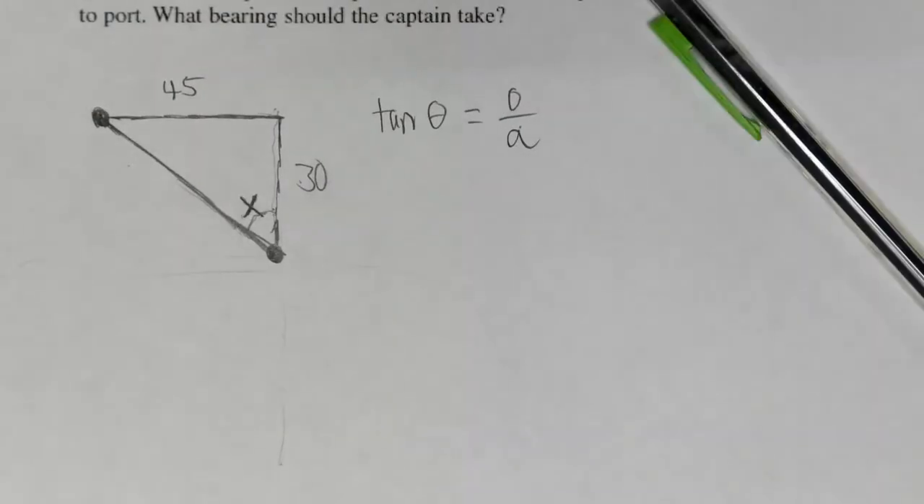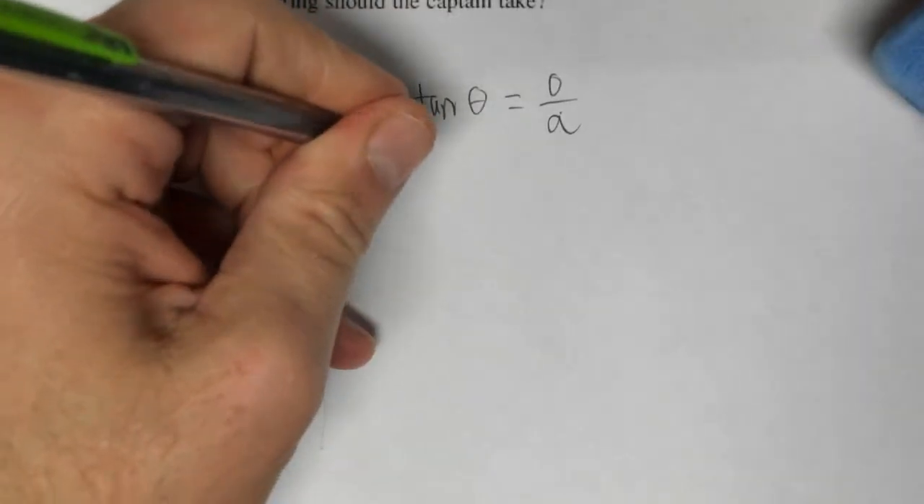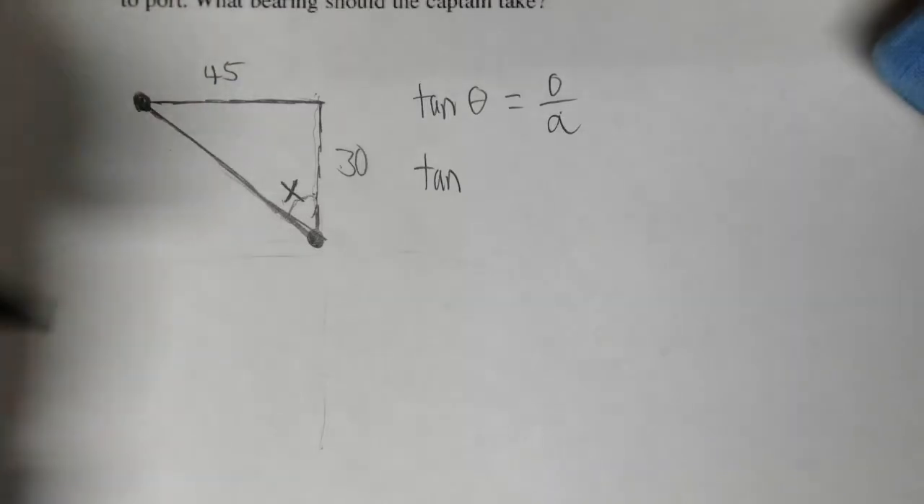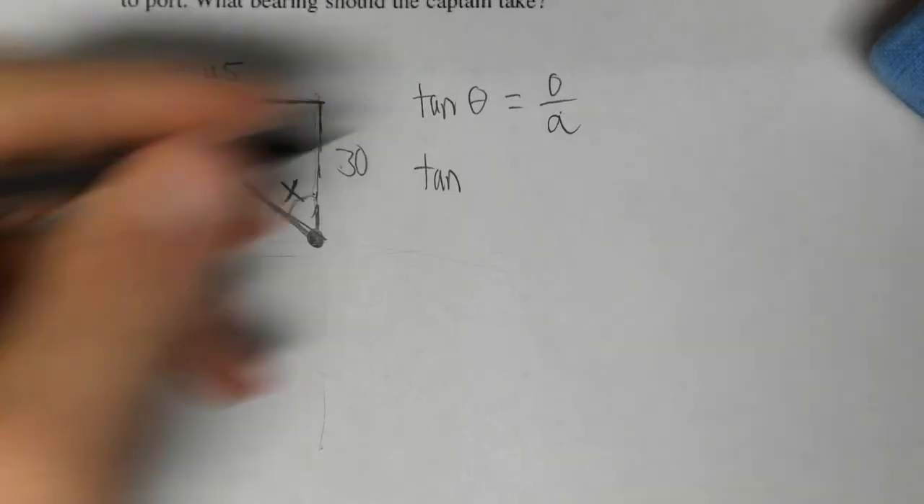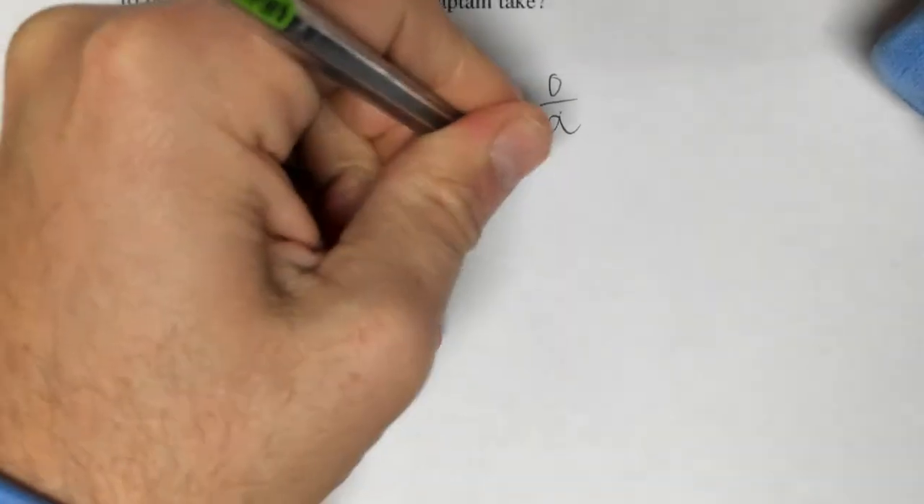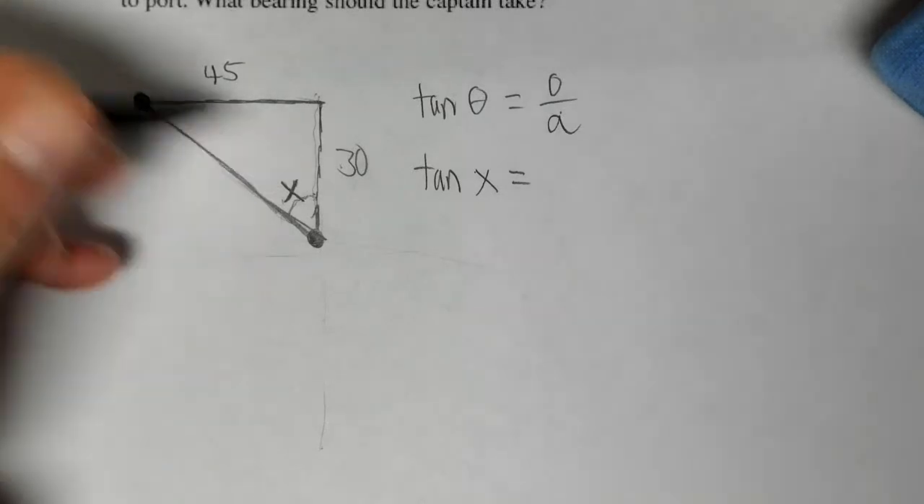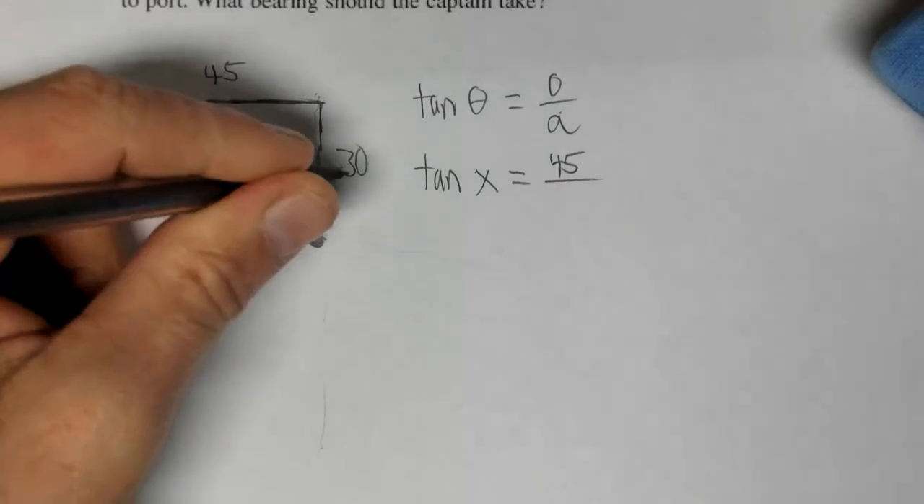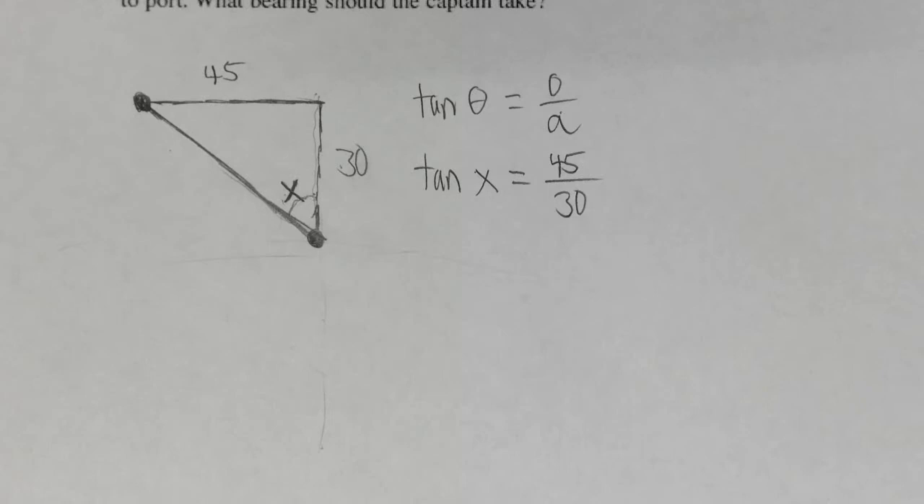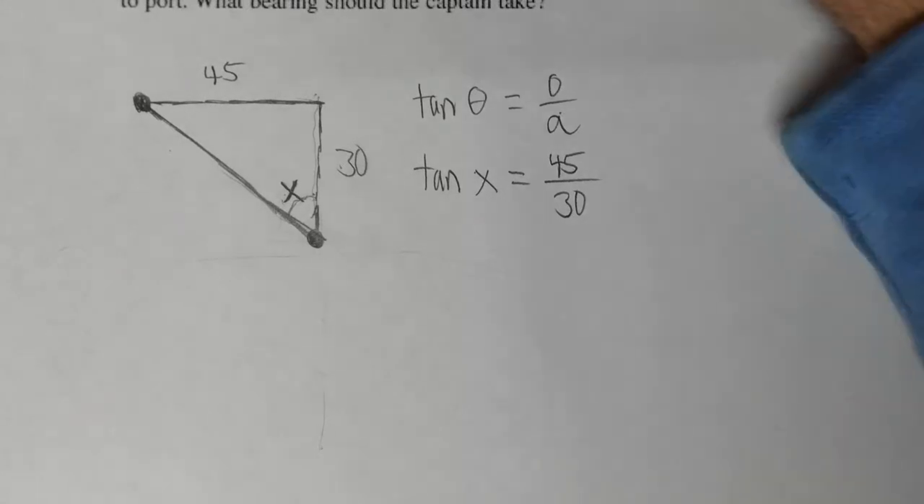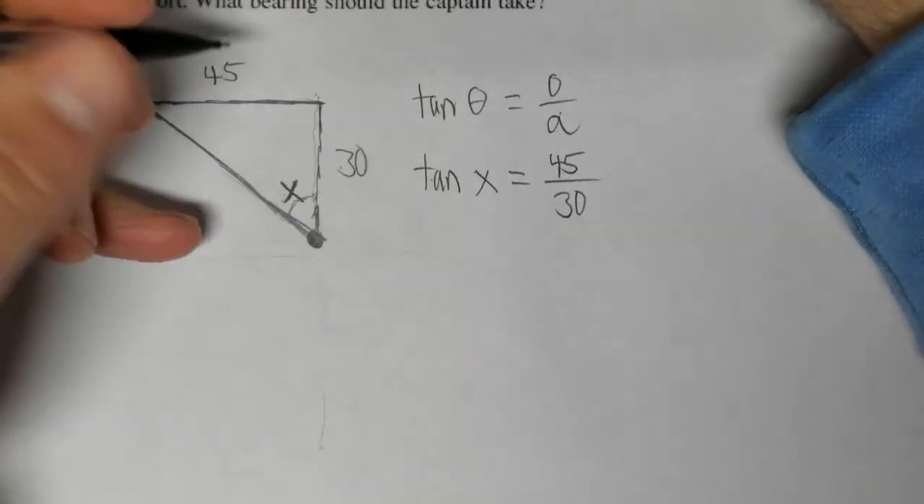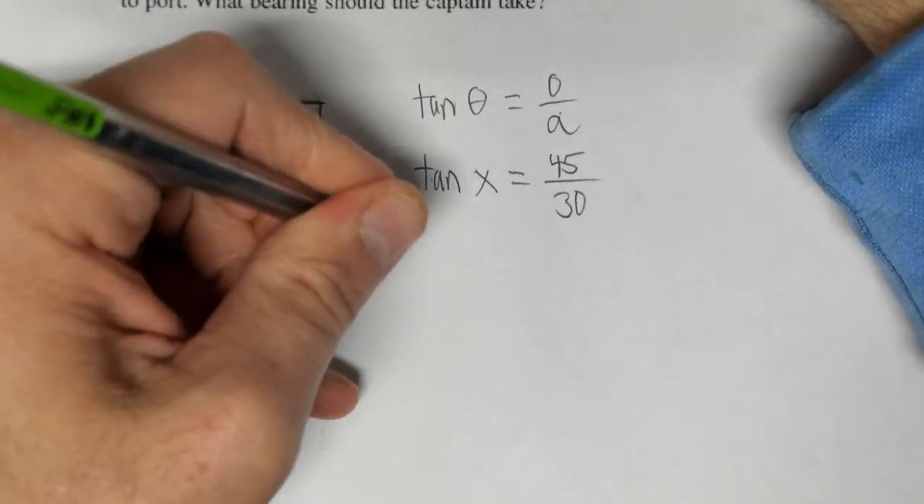Now we can plug in. It'll be tangent of my reference angle, which will stay as x, equals the opposite, 45, over the adjacent, 30. Now we've got an equation we can solve for x, and we'll have our angle. Remember, the x is wrapped up inside the tangent function, so we know how to handle that. We've got to take the inverse tangent of both sides.